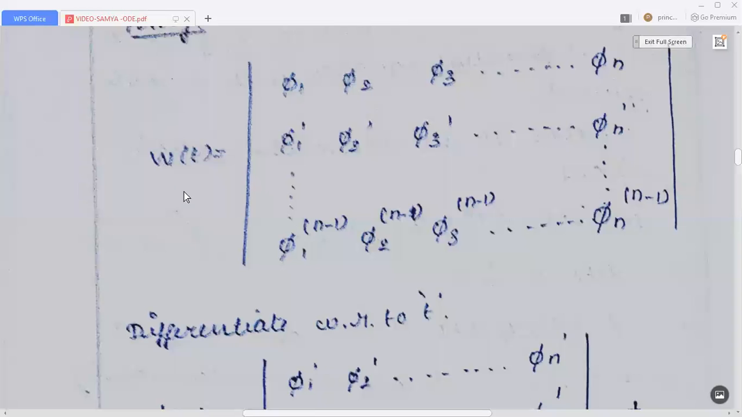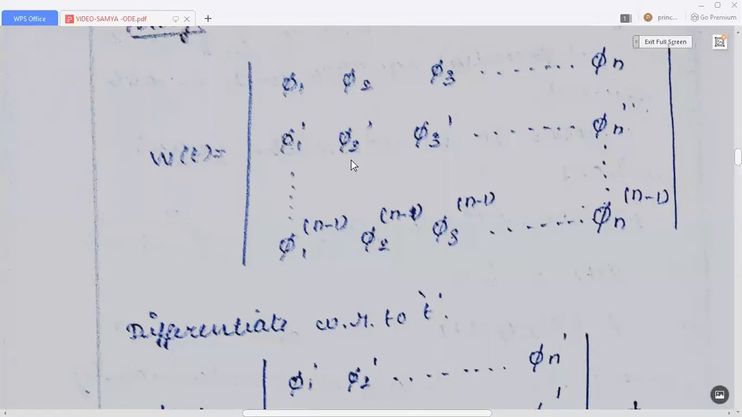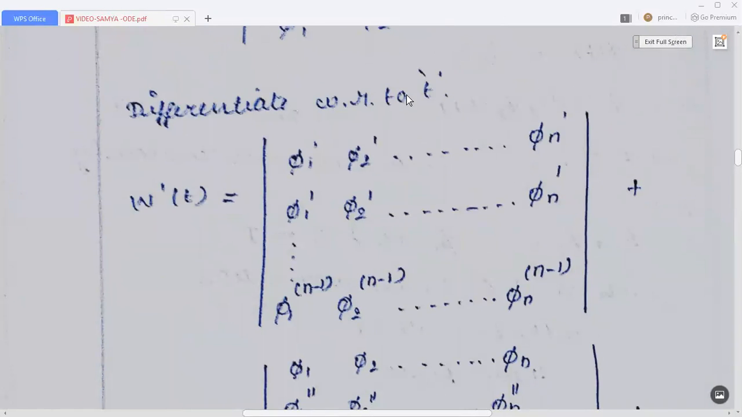So write the proof. So W of t. This is the definition for the Wronskian. In this definition, in the first row we write the functions as they are. In the second row we calculate the first derivative. In the third row we calculate the second derivative. In the last row we calculate the (n minus 1)th derivative. So this is the definition of the Wronskian. Now we are going to differentiate this determinant W of t. So differentiating this with respect to t, we get W dash of t.